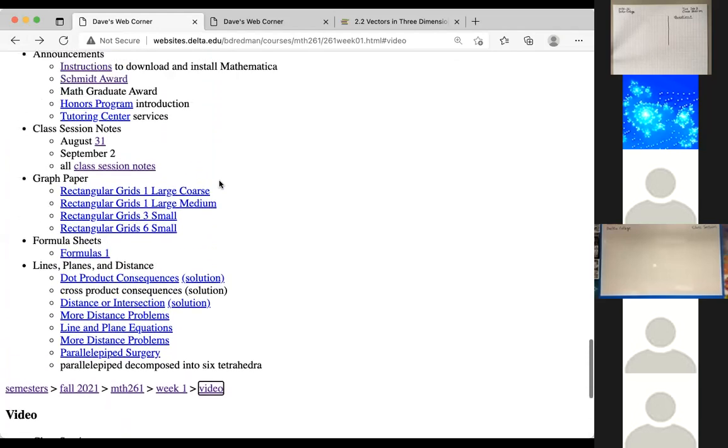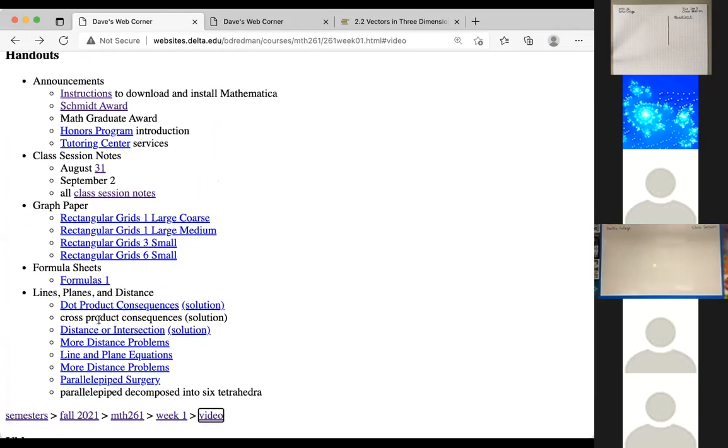Now, some other handouts we're talking about that might help you today: dot product consequences, distance or intersection, and then some other fun distance problems. We'll get into more of those later, but we're going to talk about the dot product today, and so this dot product consequences handout might be useful to you.